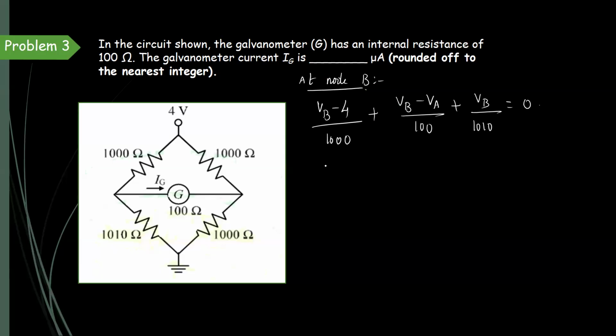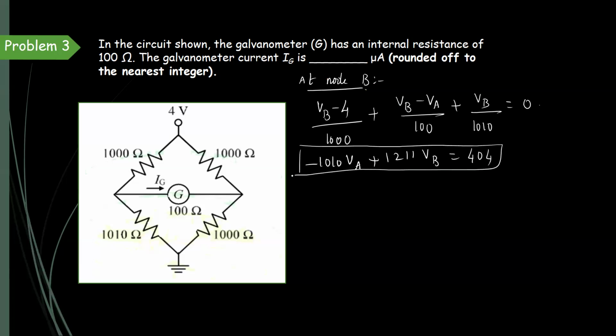This will be simplified as minus 1010 VA plus 1211 VB equals 404. So this is the second equation from the nodal analysis. Now by using Cramer's rule, we will find VA and VB.